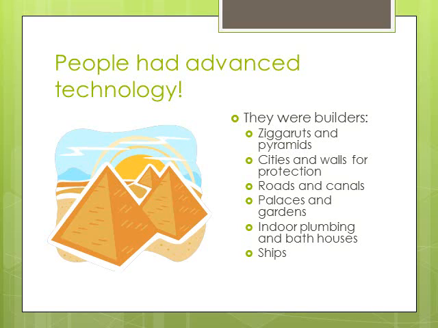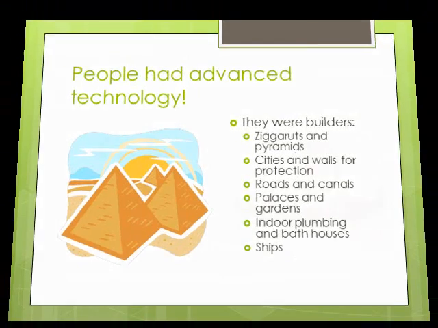Remember that in the Indus Valley, they developed indoor plumbing and common bathhouses for the people. The Phoenicians were great shipbuilders. So people could plan, they could organize, they could measure, and they could construct with a high degree of accuracy in these civilizations.